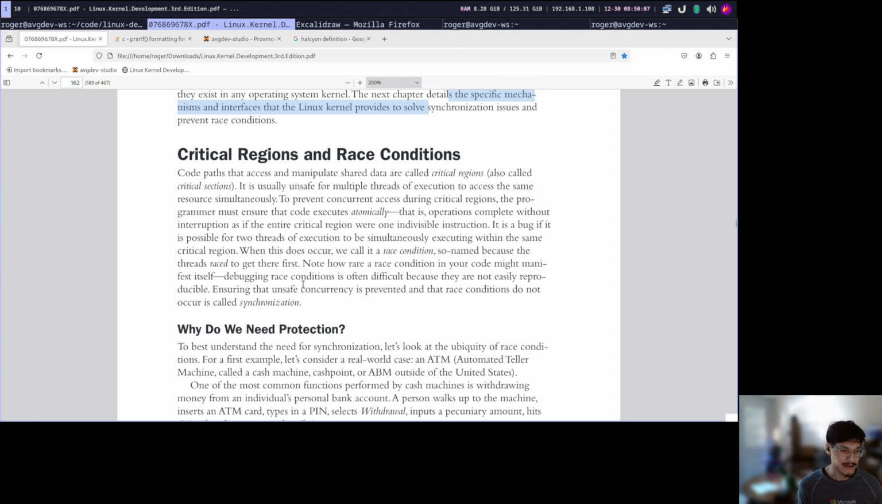All right. Okay, critical regions and race conditions. Code paths that access and manipulate shared data are called critical regions. So they're just basically lines of code.